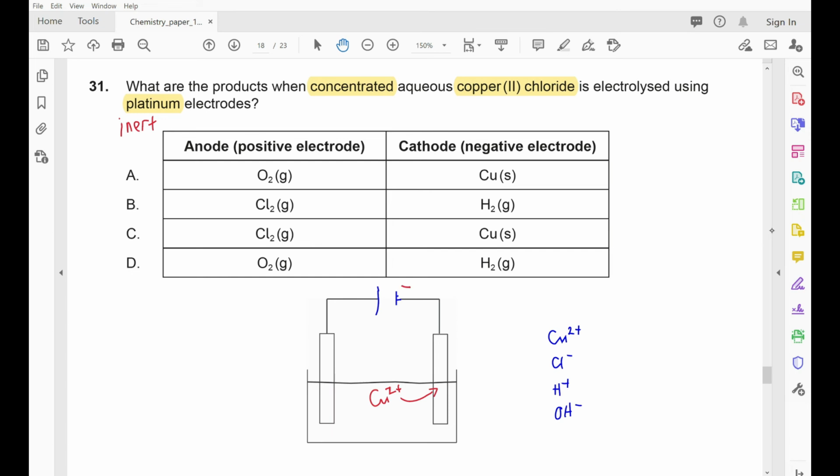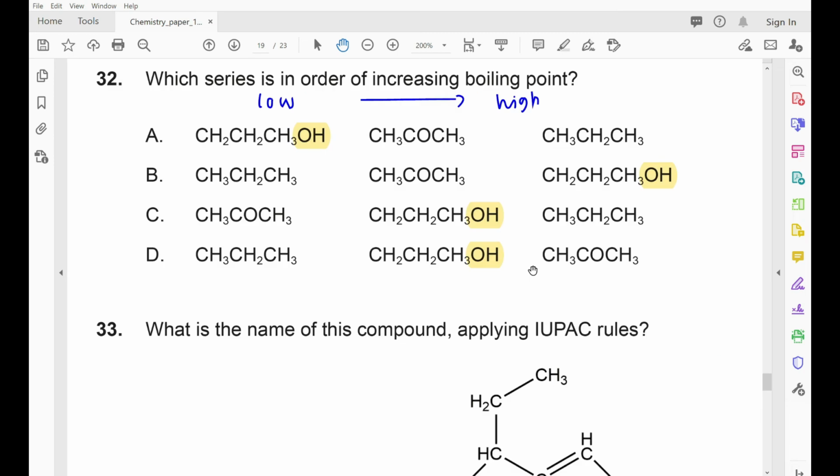This is our negative electrode, so it's called the cathode. And the half equation here is copper 2 plus 2 electrons is reduced to copper solid. And on the other side, which is our anode, because we're dealing with concentrated halide solution, it's the halide that's going to be discharged. And the equation is, answer is C.